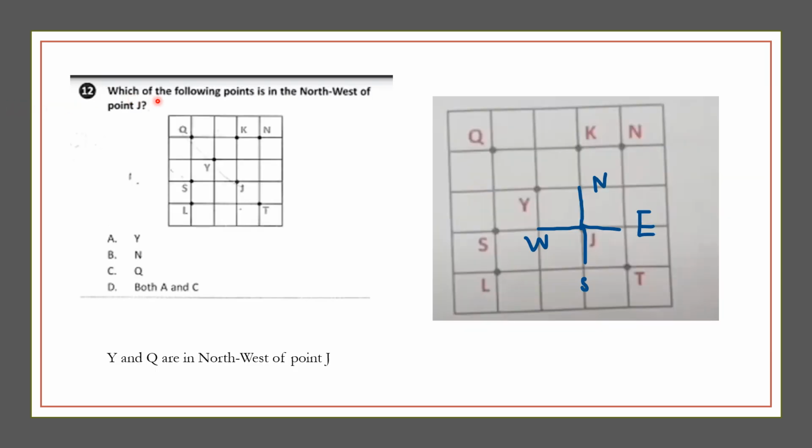Question number 12. Which of the following points is in the northwest of point J? So here is the point J. Let's take it as the origin. So this direction will show north, this will show south, this will show east and this will show west. I have drawn it here. Now it has asked which points are in the northwest direction. So north is this, west is this. So Y and Q both will be in the northwest direction of point J. So the answer is both A and C.